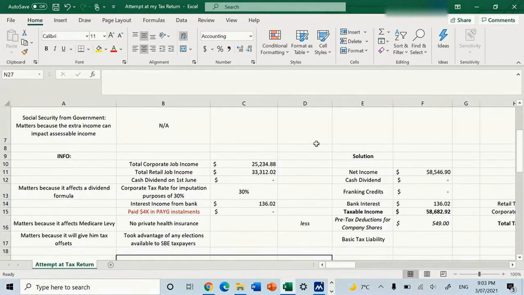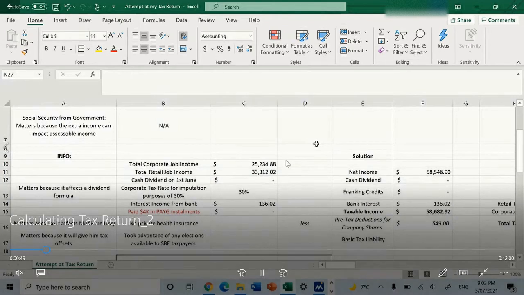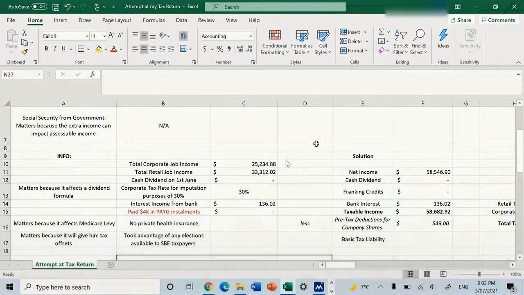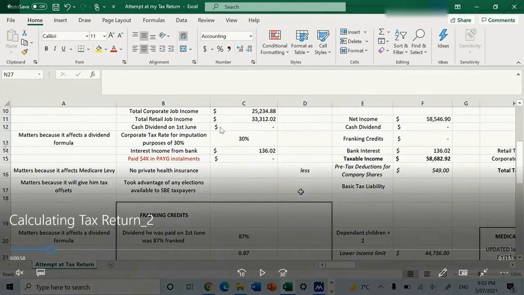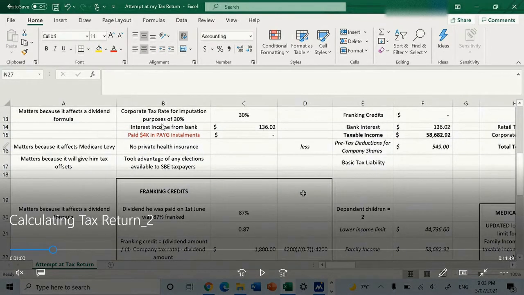So what you can see is basically all of this stuff here is just questions, like information from the questions we were given in CTA1 Foundations. This was an exam question, but I've obviously changed a few things, so it's applicable to me. Example, the two jobs I've got, the interest income, ignore this corporate tax rate, the pay-as-you-go installments as well.